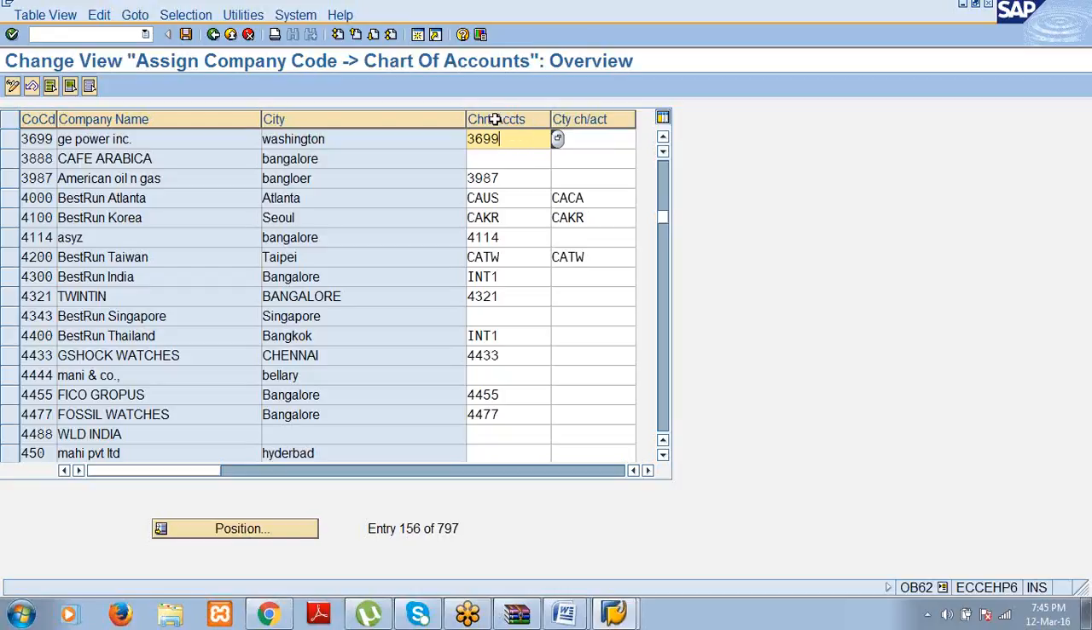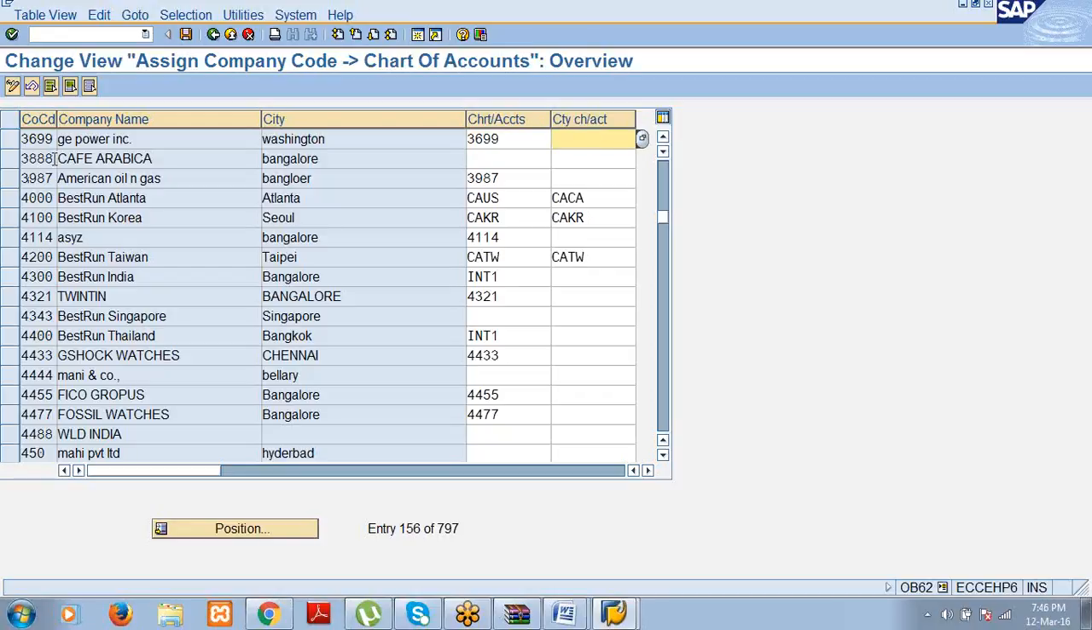Look at the screen. CHRT ACCTS means chart of accounts. CTY CHEACT means country specific chart of accounts. Suppose if you have another country specific chart of accounts, that has to be assigned here, nothing else. You have only 2 fields for a company code: chart of accounts and country specific chart of accounts. So a company code can be assigned with only 2 chart of accounts. One is operational chart of accounts, the other is country specific chart of accounts.